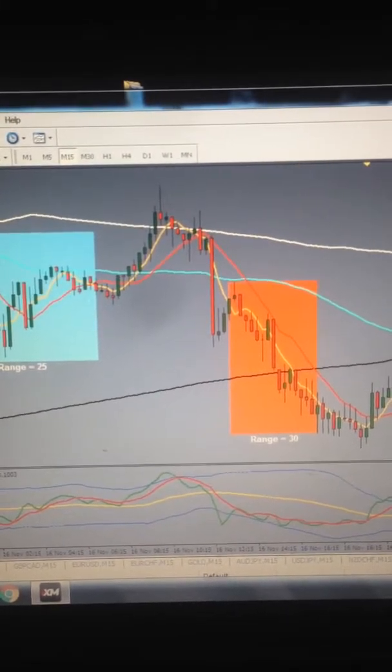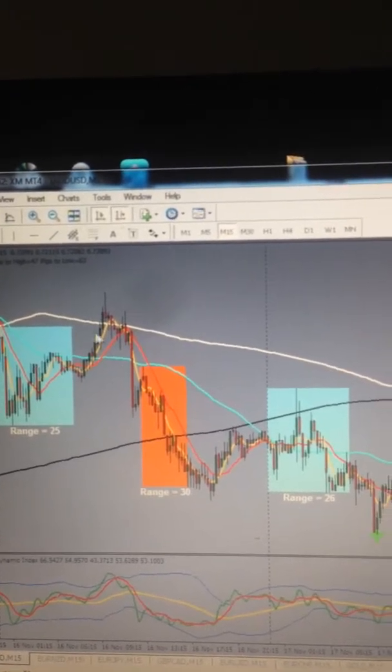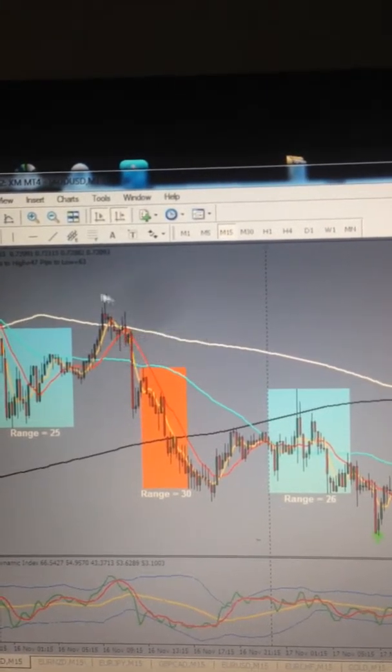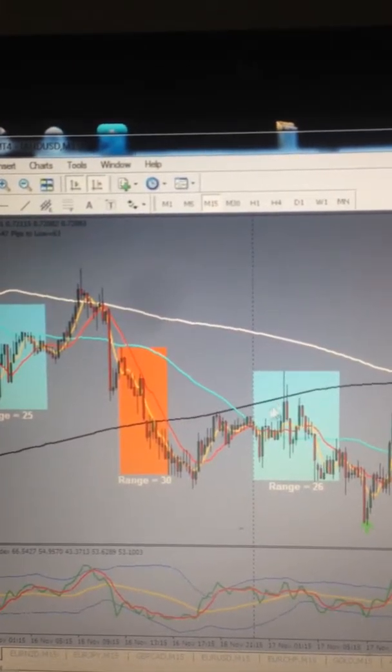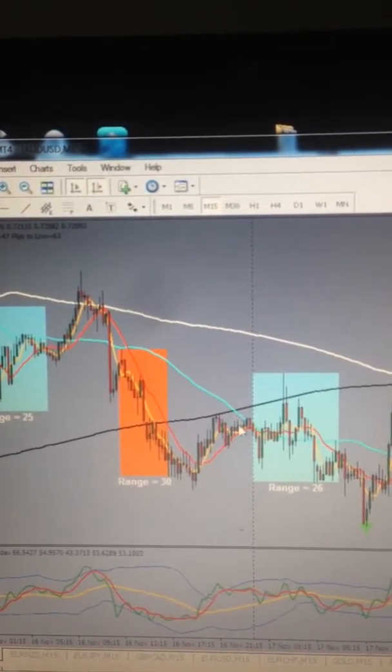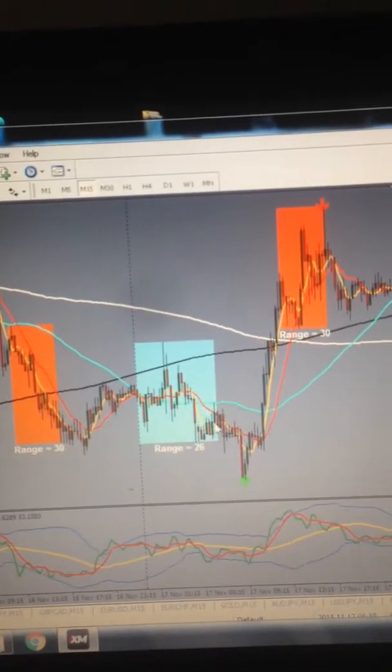Like as you can see right here, well, we have limited time. This was the high of the day. Price broke the Asian high. It went up, forming the high of the day. It came back towards the side, and price ended here. The next day, price went.